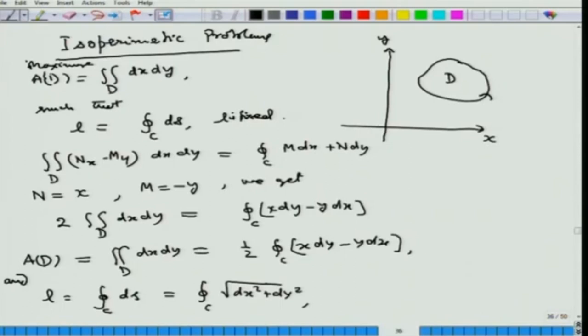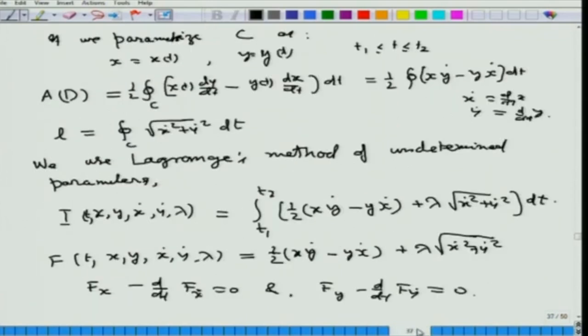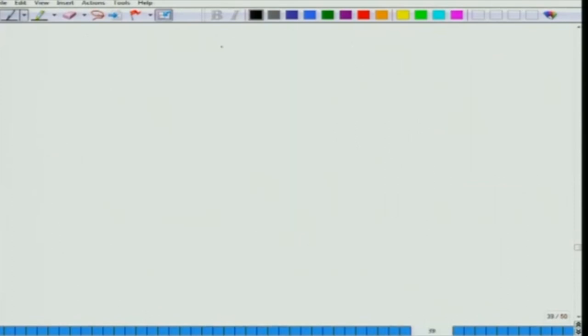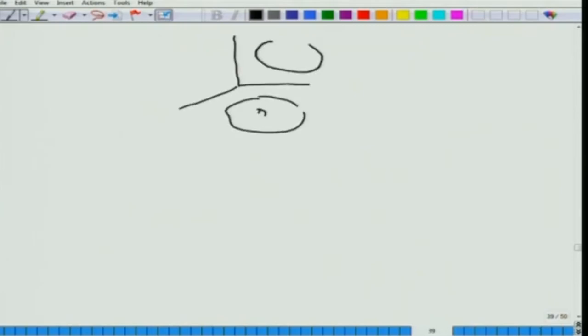And next, we will be considering geodesics. So, what is the geodesics case? Just recall that we have a certain domain D here, and let us say this is the surface here. On this surface we have two points A and B, and we need to find the minimum distance between these points A and B, such that the curve lies on the surface S. Such curves of minimum length on surfaces are called geodesics.